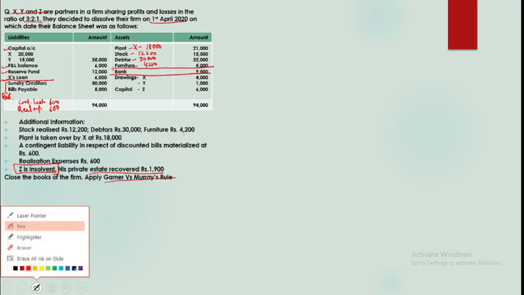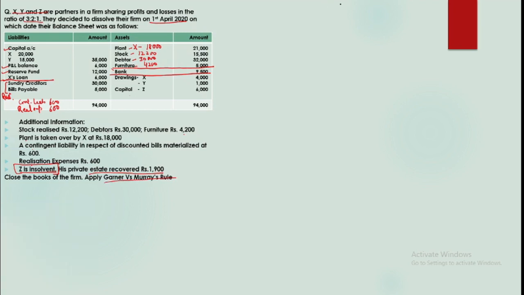But if the requirement is for more than this amount, it means his insolvency is now relevant for the firm, because the amount that he cannot bring will be the capital loss, and we'll have to work according to the question, or Garner versus Murray's ruling. Alright, so let us solve the question, because till the time we establish the insolvency, it's a simple question. So our realization account will be prepared in the normal format.